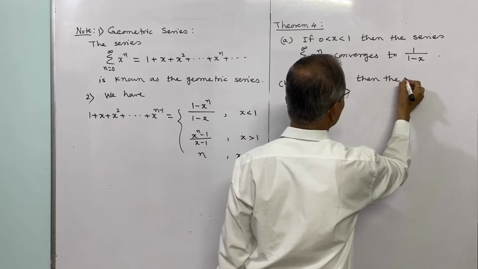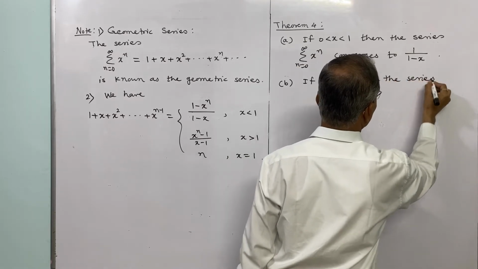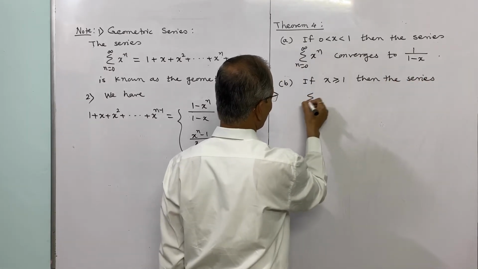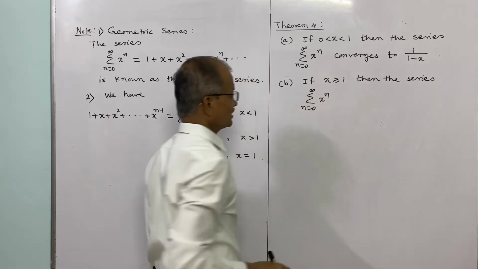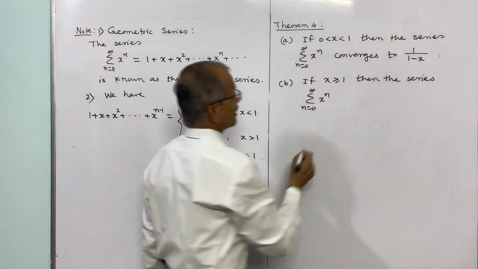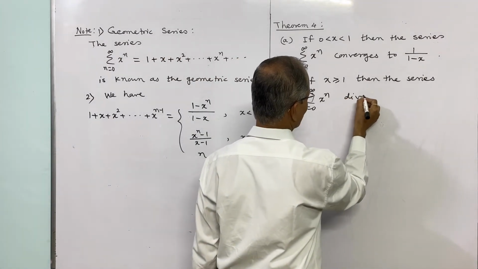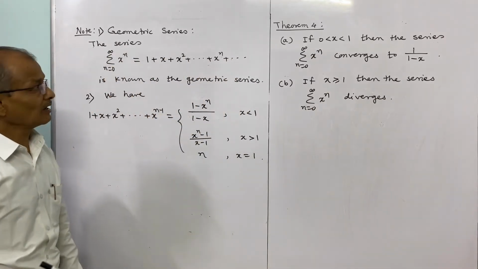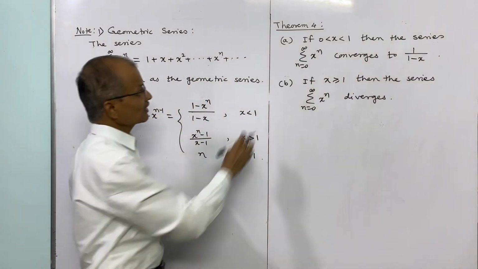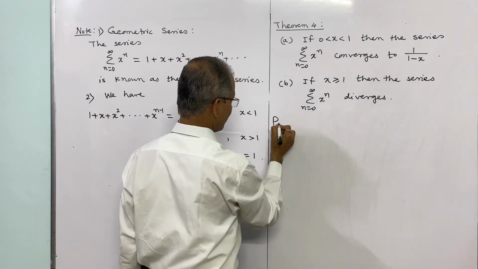then the series, summation, again the same geometric series, x to the power n, diverges. So these are the two results in theorem 4. Now we shall consider the first result, the proof for the first.